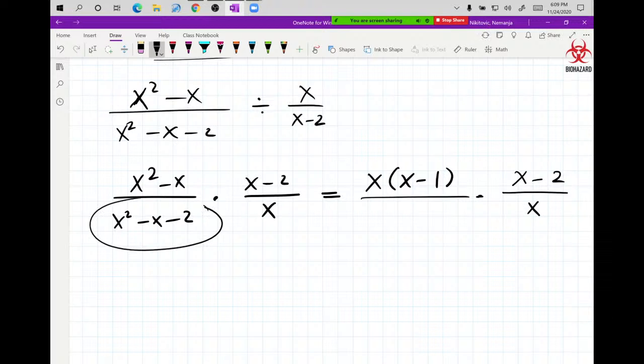And now we need to factor this one. So I need negative 2, 1 and 2. And how do I make negative 1 out of these numbers?